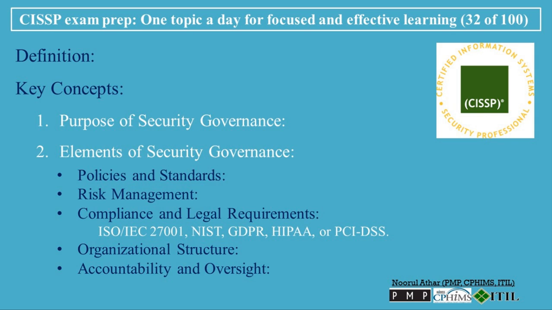Accountability and oversight. Governance ensures that there is clear accountability for security initiatives and that performance is regularly measured and reported to the board and senior management. Security strategy. Governance drives the development of a long-term information security strategy, which is aligned with the organization's business goals, risk appetite, and compliance requirements.